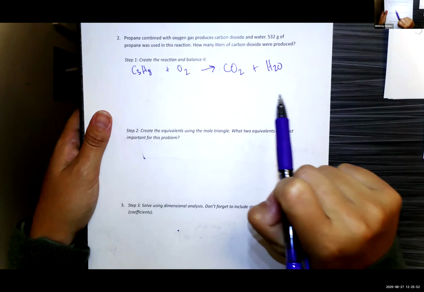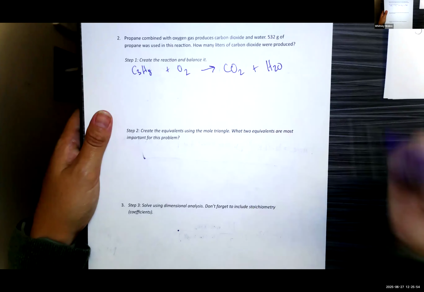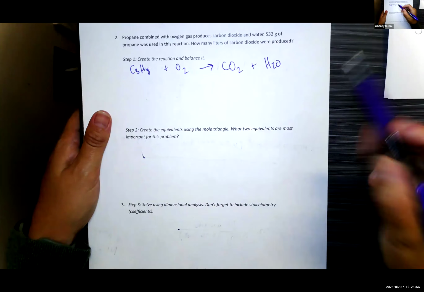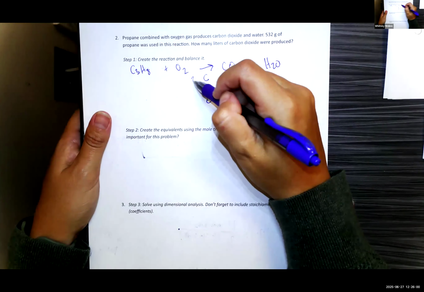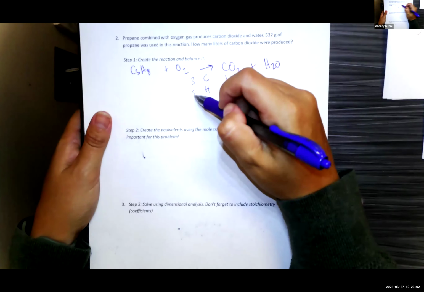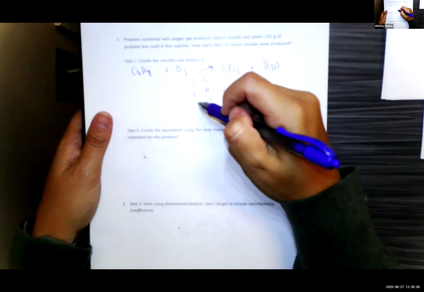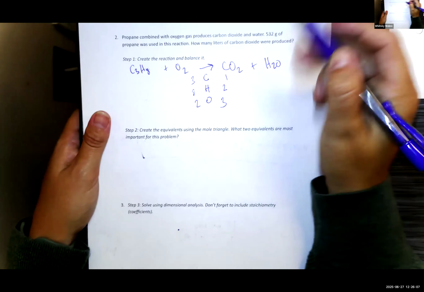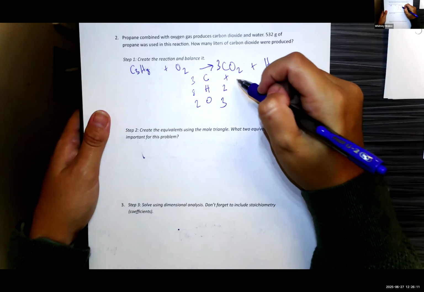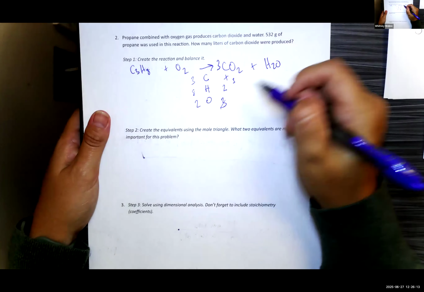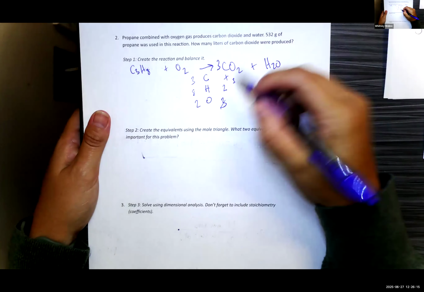We have to balance it. You can't just leave it as is. We can't always assume everything has a 1 out front. So C, H, and O: 3, 1, 8, 2, 2, 3. So first things, I'm gonna put a 3 out front of CO2. That'll change that to a 3. That'll change this out to a 6 plus 7.